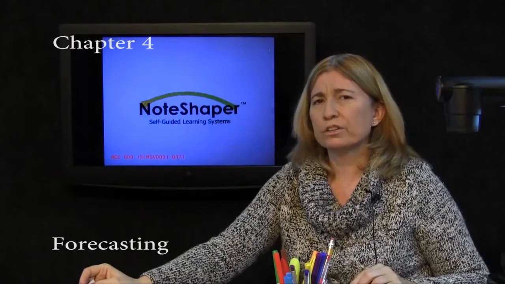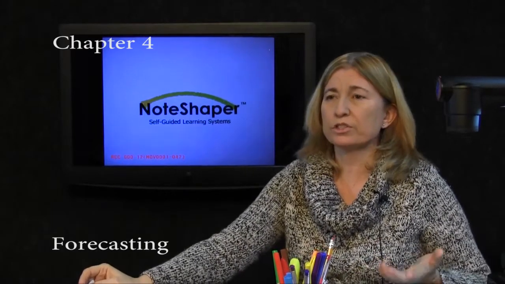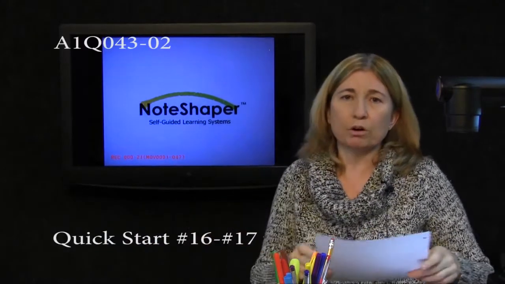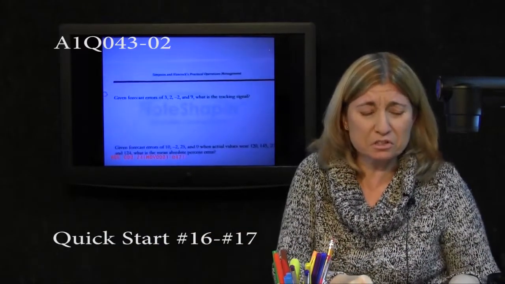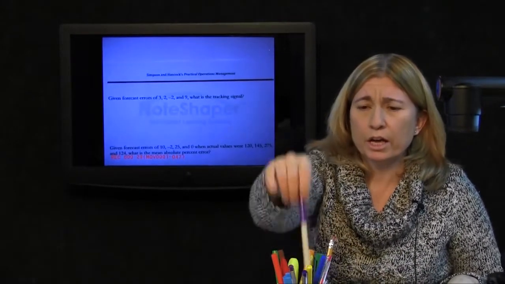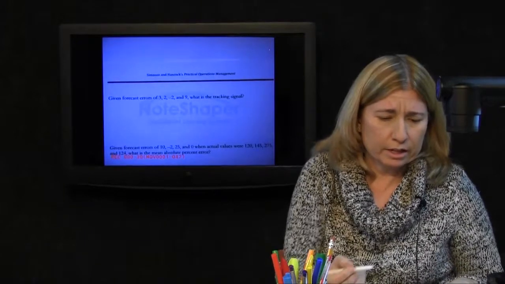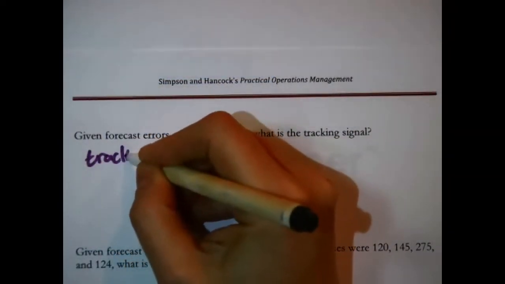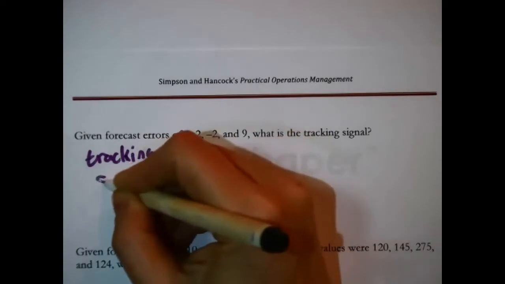The tracking signal of a forecast is essentially a ratio. You calculate this ratio in order to, in essence, score the forecast. This particular question is asking for exactly that calculation. Now, wait a minute. What exactly is this ratio?